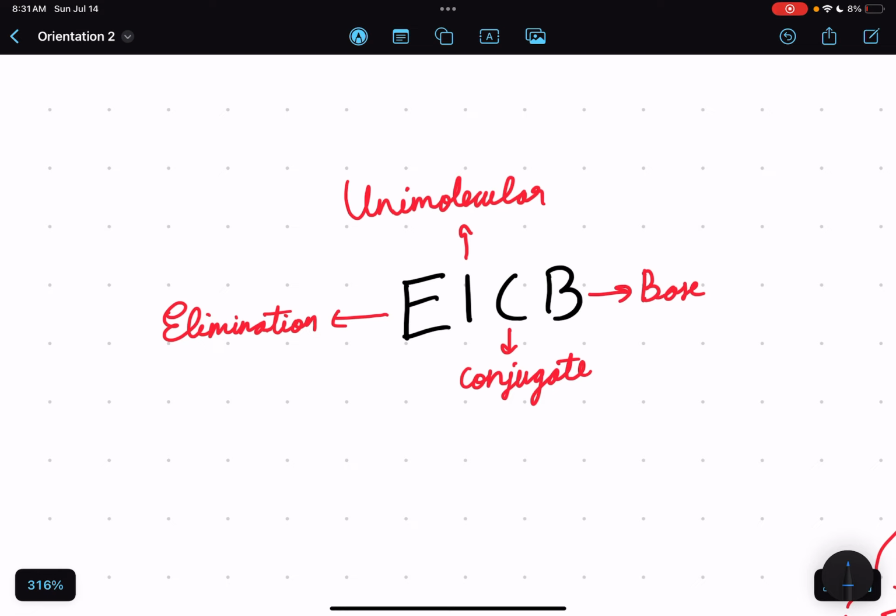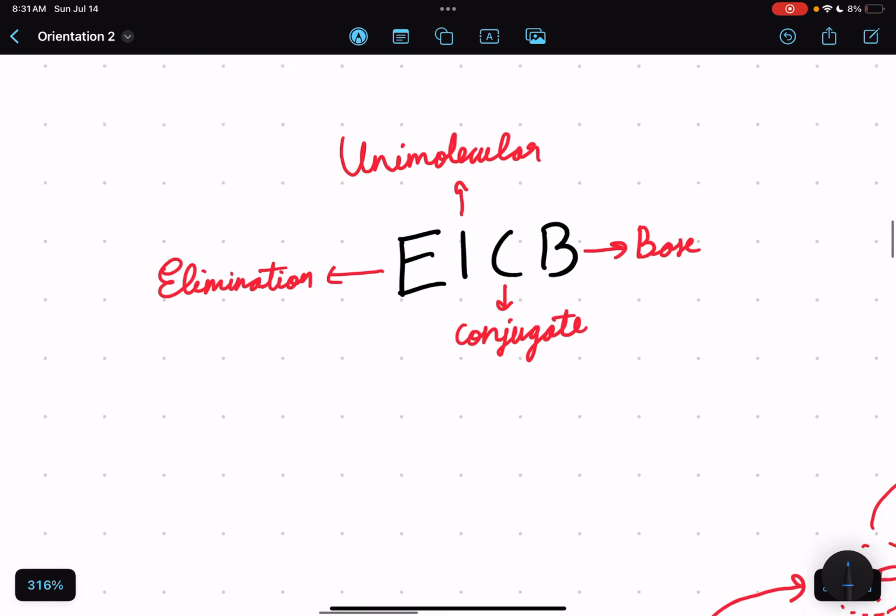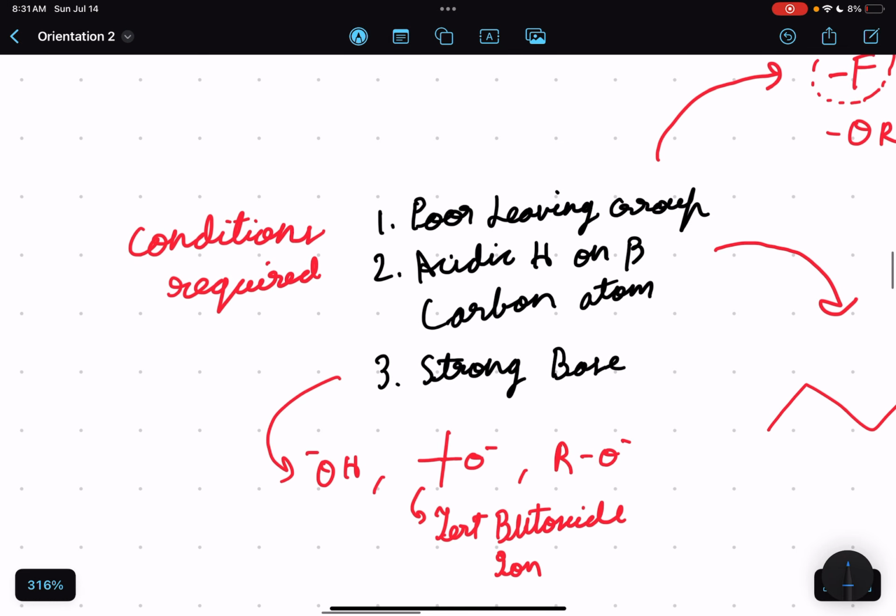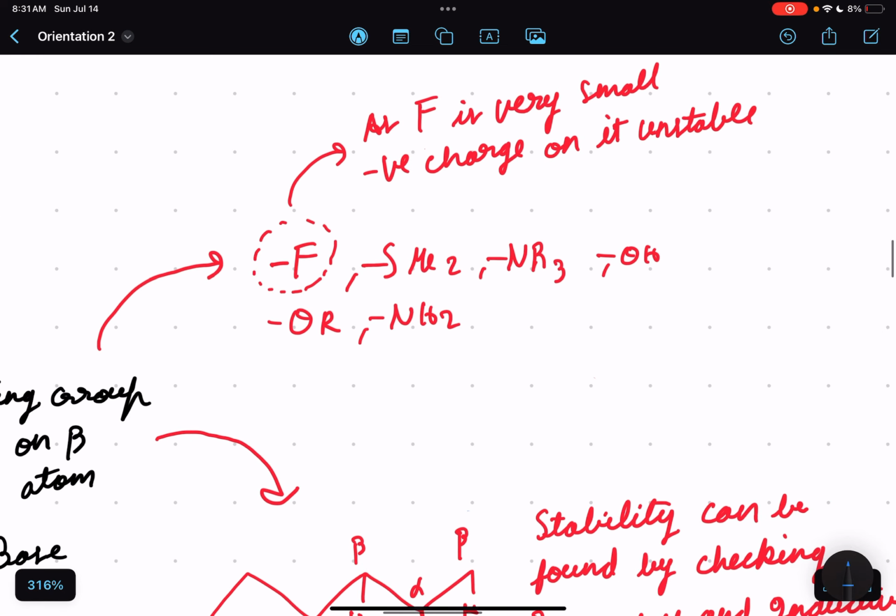E stands for elimination, 1 stands for unimolecular, and CB stands for conjugate base. If we move on to the conditions required for this reaction to happen, it's basically a poor leaving group. Poor leaving groups can be things like F, SMe2, NR3, OH, OR, or NH2.